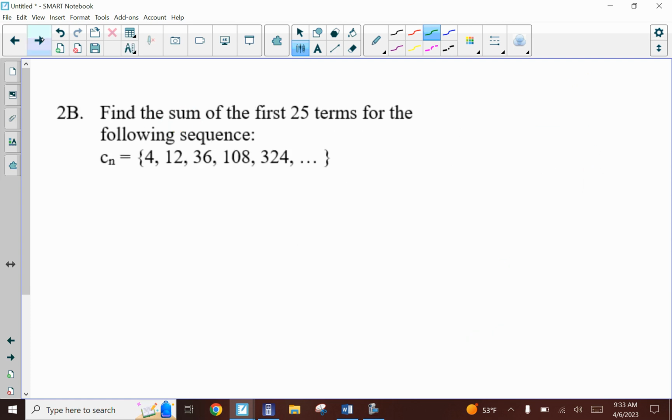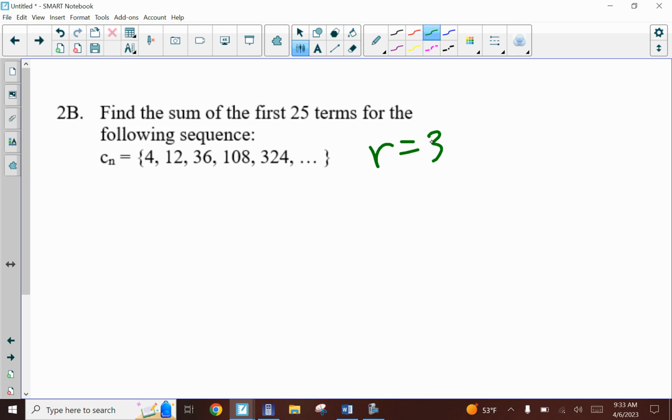The next one says find the sum for the first 25 terms. Now I imagine that since this is 2b, it's probably going to be geometric, but we'll just double check. If I subtract that, that's 8, and if I subtract that, that's not 8. So this is probably geometric. So I could do 12 divided by 4, 36 divided by 12, and so on, and you're going to see that r equals 3. All I did was divide from right to left.